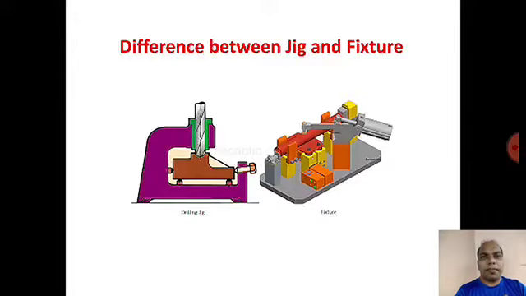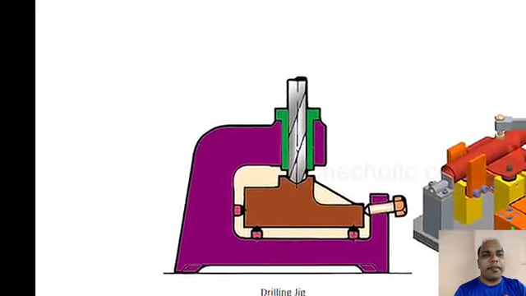Good morning friends. In today's second lecture of design of jigs and fixtures, we will understand the difference between jigs and fixtures. Now over here you can see two diagrams. The left diagram indicates the drilling jig, whereas the right diagram indicates the fixture.